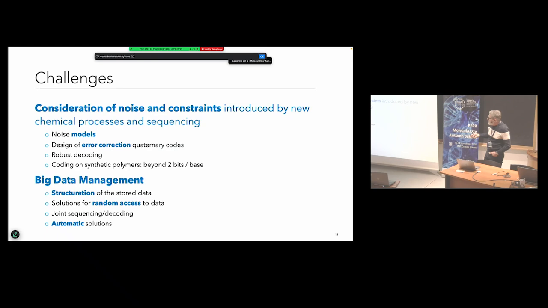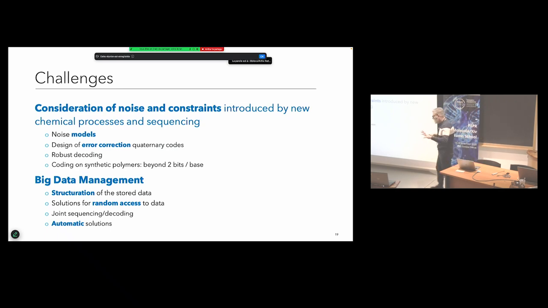We also have to design error correction for this noise model and the noise introduced in the process, and robust decoding. Something else that is probably important is to develop a coding solution for synthetic polymers, and in that case we can go beyond 2 bits per base, which is not the case for quaternary.